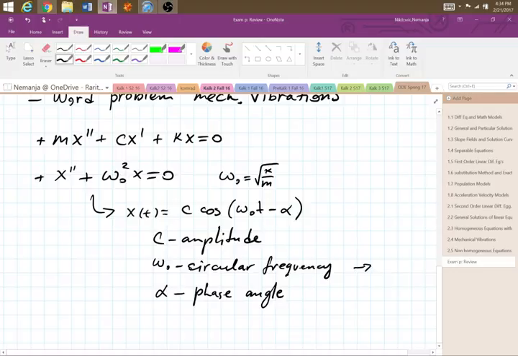Off of this, the period is 2 pi over omega 0, and the frequency, nu, is omega 0 over 2 pi. Period and frequency. You ask someone how frequently do you go grocery shopping, they will say once per week. That's 1 in 7. So you should be able to get those quickly. And that's it. I hope you're not disappointed, but that's all we have.